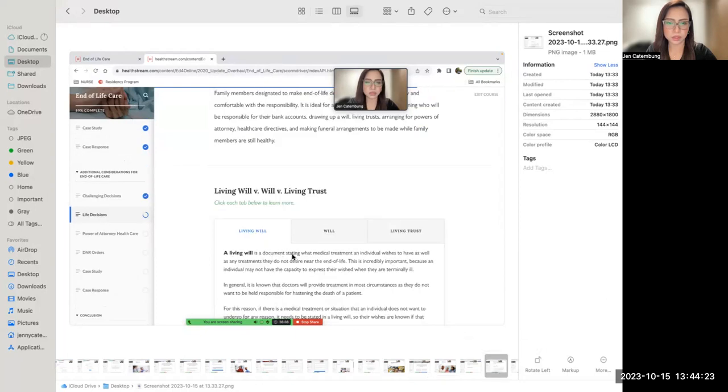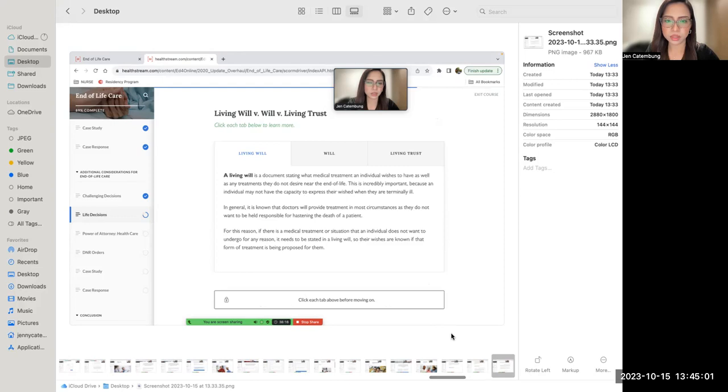Okay, a living will is a document stating what medical treatment an individual wishes to have, as well as any treatments they do not desire near the end of life. This is incredibly important because an individual may not have the capacity to express their wishes. In general, doctors will provide treatment in most circumstances, and they do not want to be held responsible for hastening the death of a patient. For this reason, if there's a medical treatment or situation that an individual does not want to undergo for any reason, it needs to be stated in the living will. Okay, that's a living will.